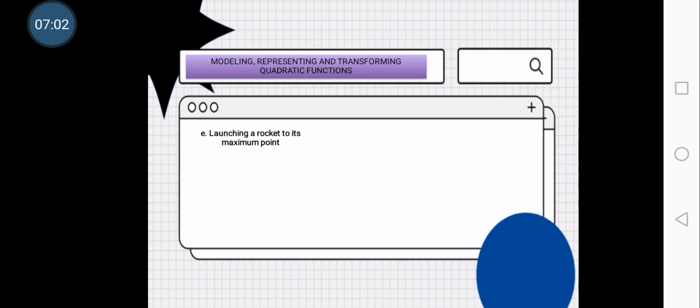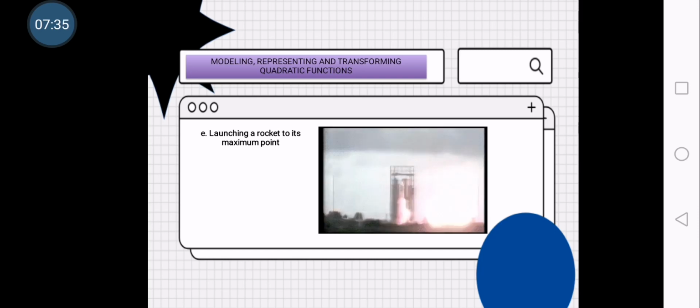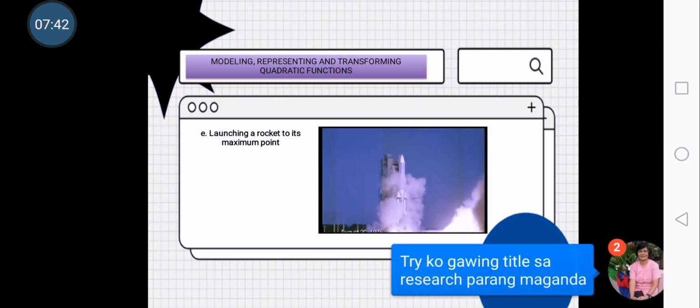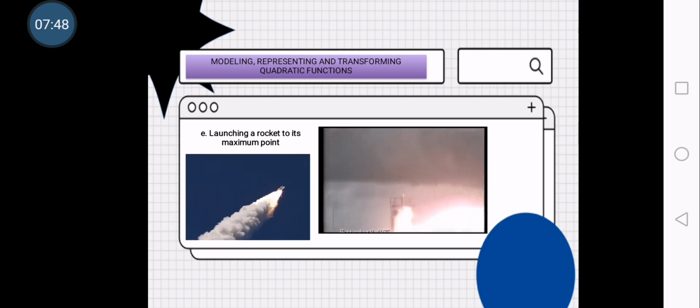And last is, when the NASA is launching a rocket to its maximum point. So, paano nga ba lumilipad ang rocket or kailan ba siya lilipad? So, syempre, meron siyang maximum point. Gaano siya kalakas, kung gaano na siguro kainit yung nasa ilalim niya bago siya lumipad. So, ito po yung sample kung saan ang rocket ay nasa state of launching. Kung makikita natin, nag-aapoy yung ilalim niya. So, maybe that is the maximum point na tinutukoy. And then, ito, kapag siya ay nasa labas na.